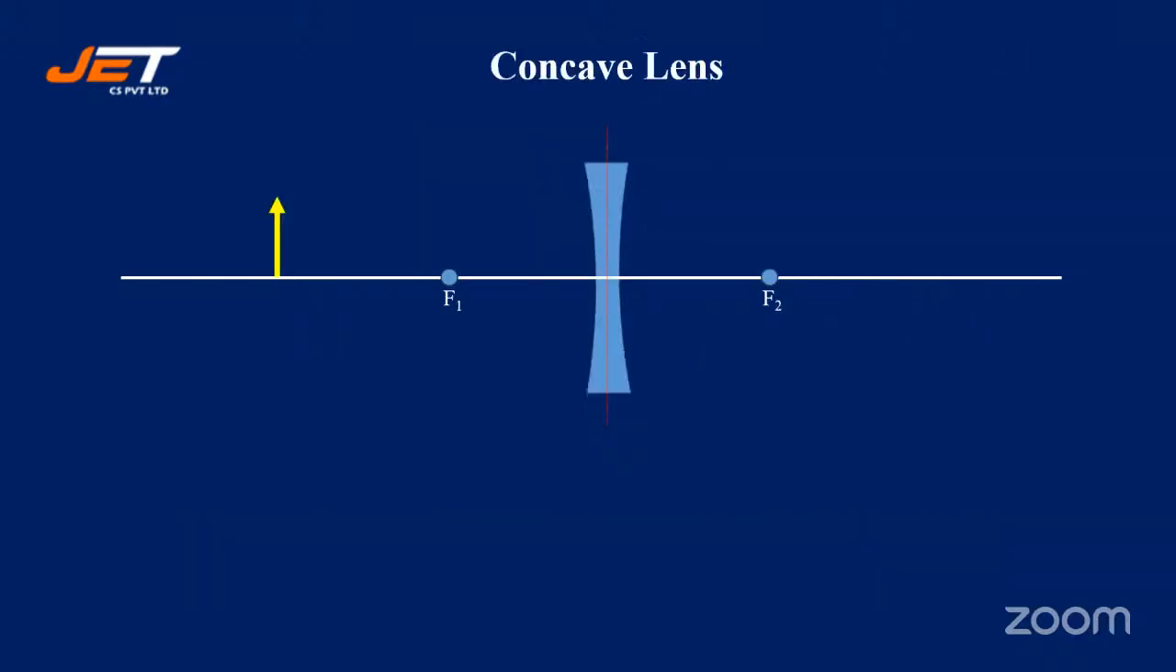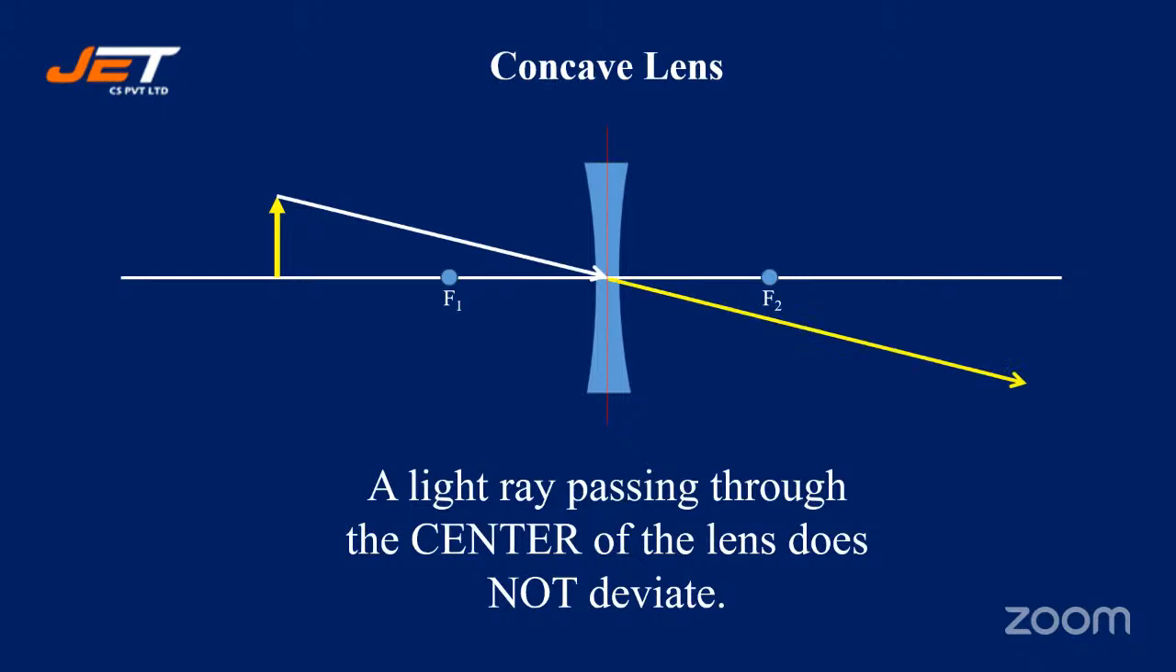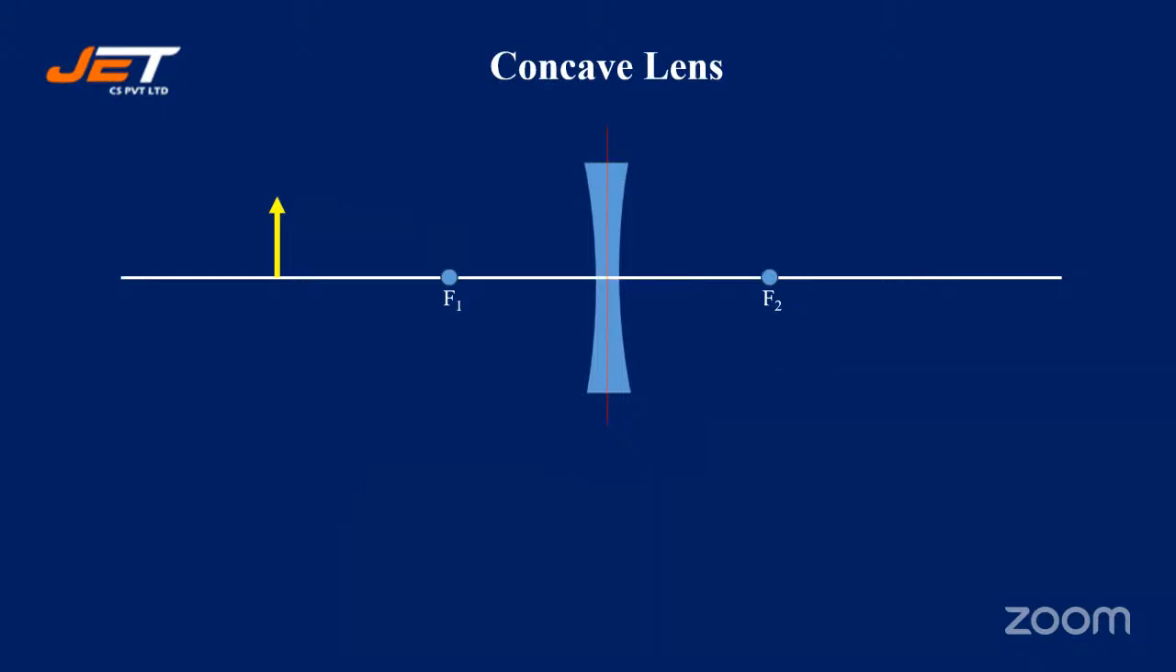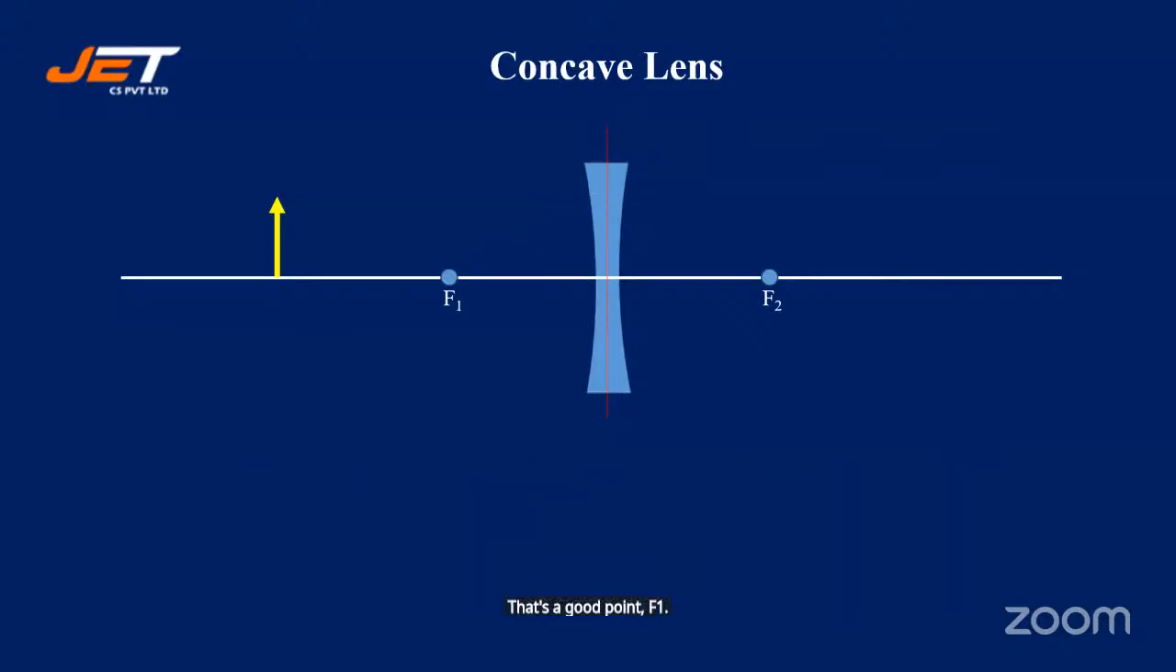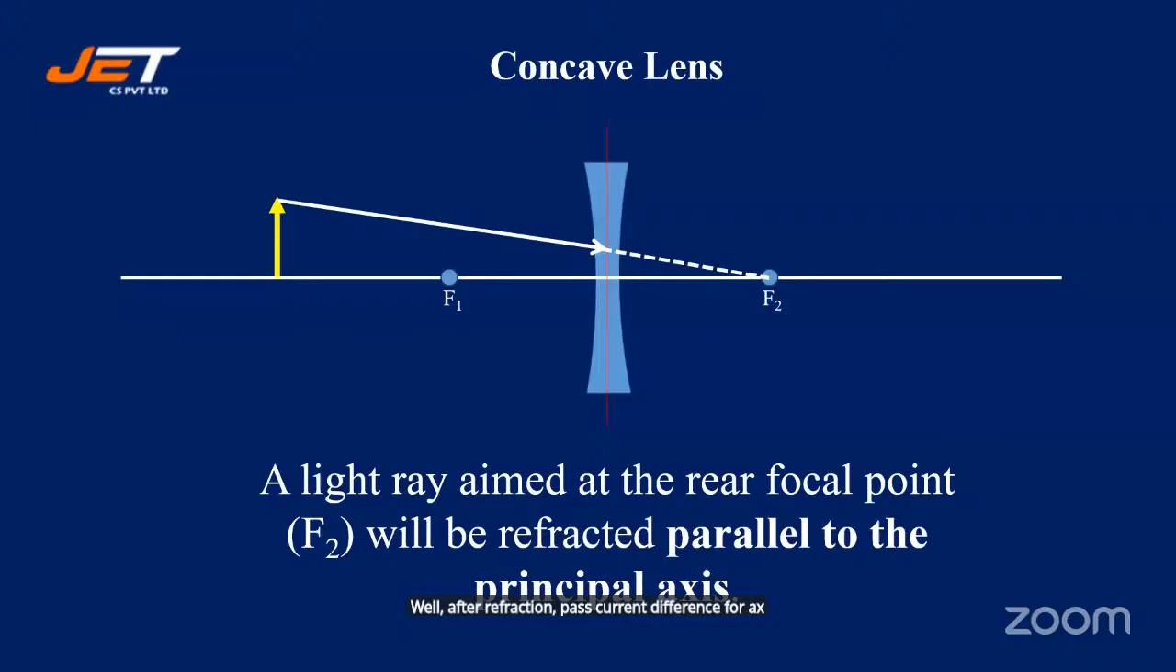All right. For a concave lens, let's see. Again, a ray through the optic center goes undeviated. A ray parallel to the principal axis will refract and appear to pass through the front focal point, F1. A ray directed towards F2 will, after refraction, pass parallel to the principal axis.